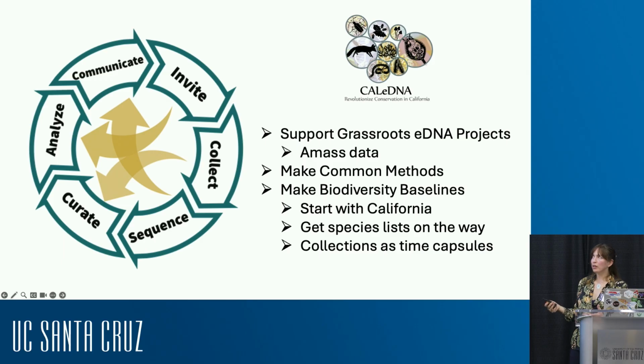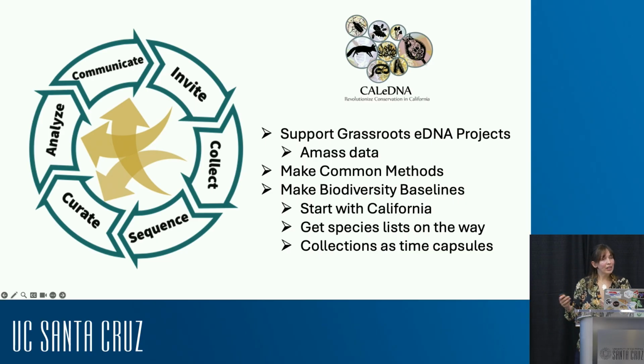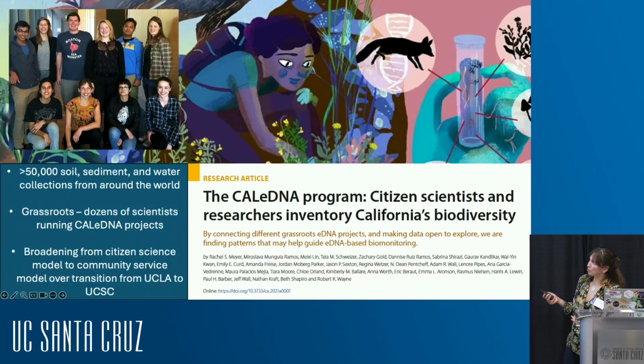And then we would make these biodiversity baselines where we would start with California and we would get species lists on the way, but we would really start to see alpha and beta diversity changes, like little time capsules that we would collect that we could go back to and see, oh, were there fewer species before the fire hit? Or how has the composition of this landscape changed after this disturbance event? And so we keep these in minus 80-degree freezers as part of the service that CALeDNA provides for the state.